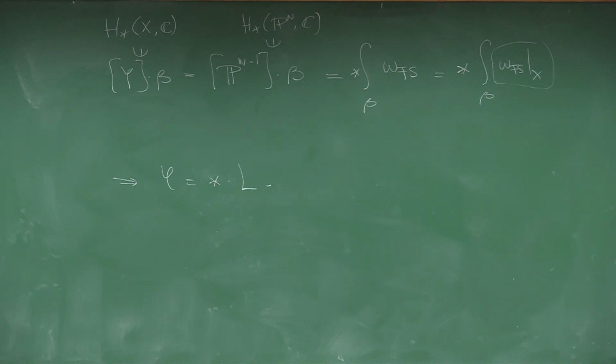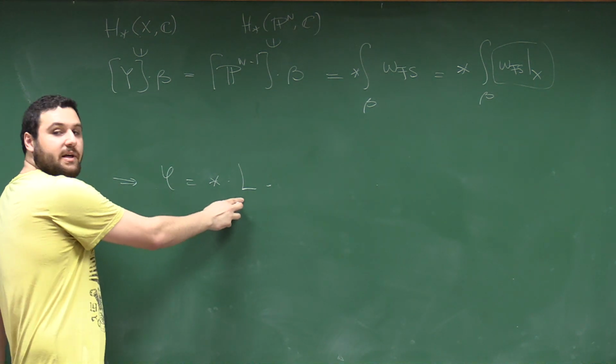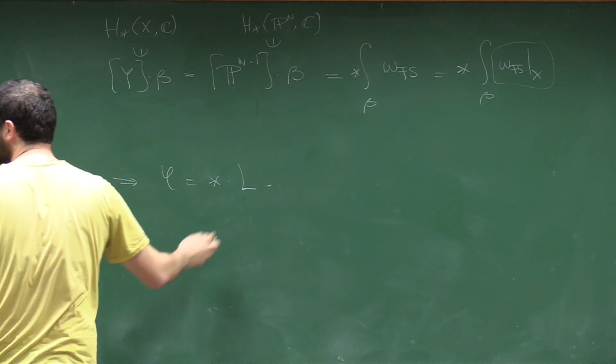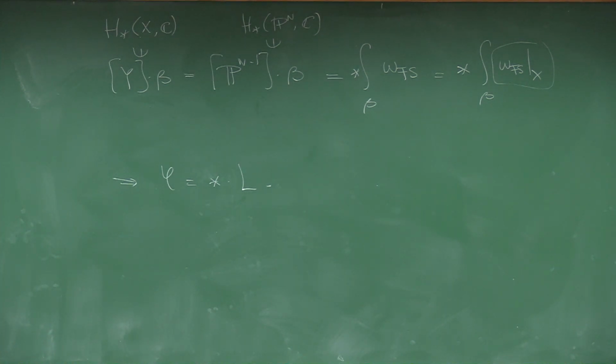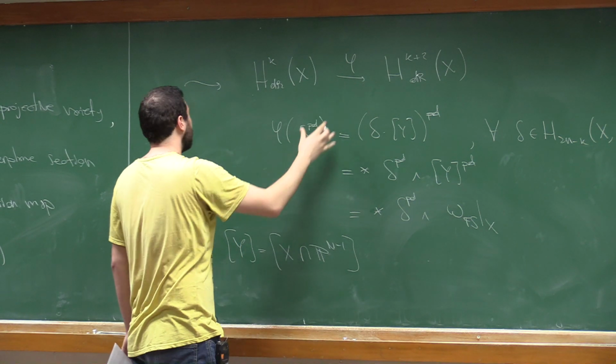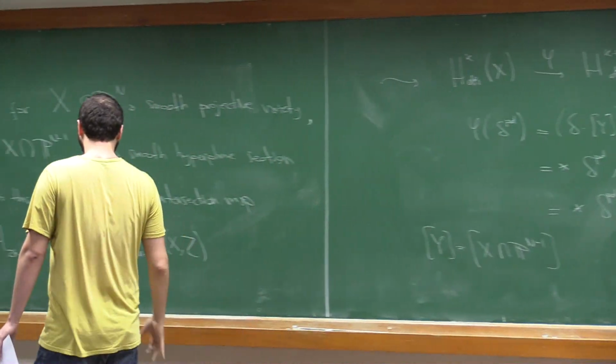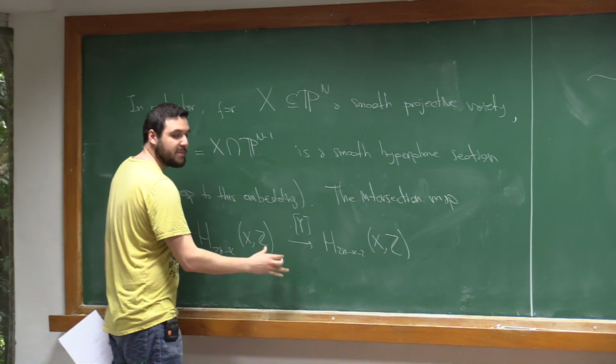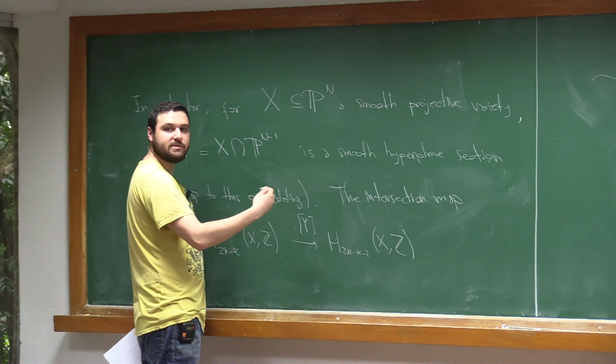So in particular, if L is an isomorphism, then this map is an isomorphism. I mean, it won't be L, it will be L to the n minus k. It will be phi to the n minus k. But phi to the n minus k comes from the composed map, the intersection map applied n minus k times.